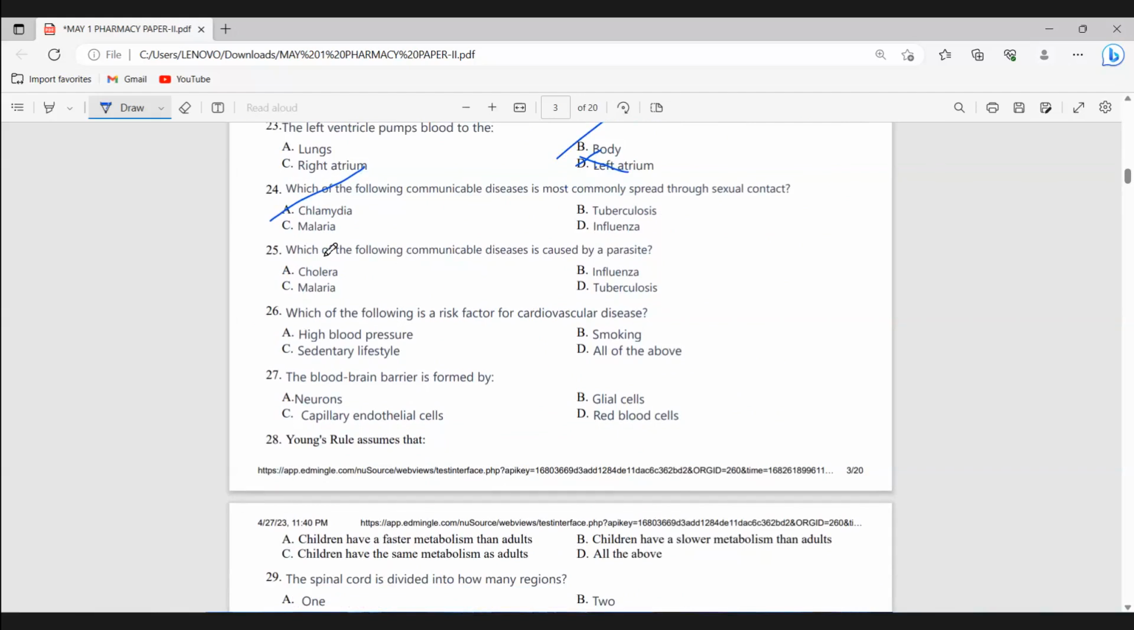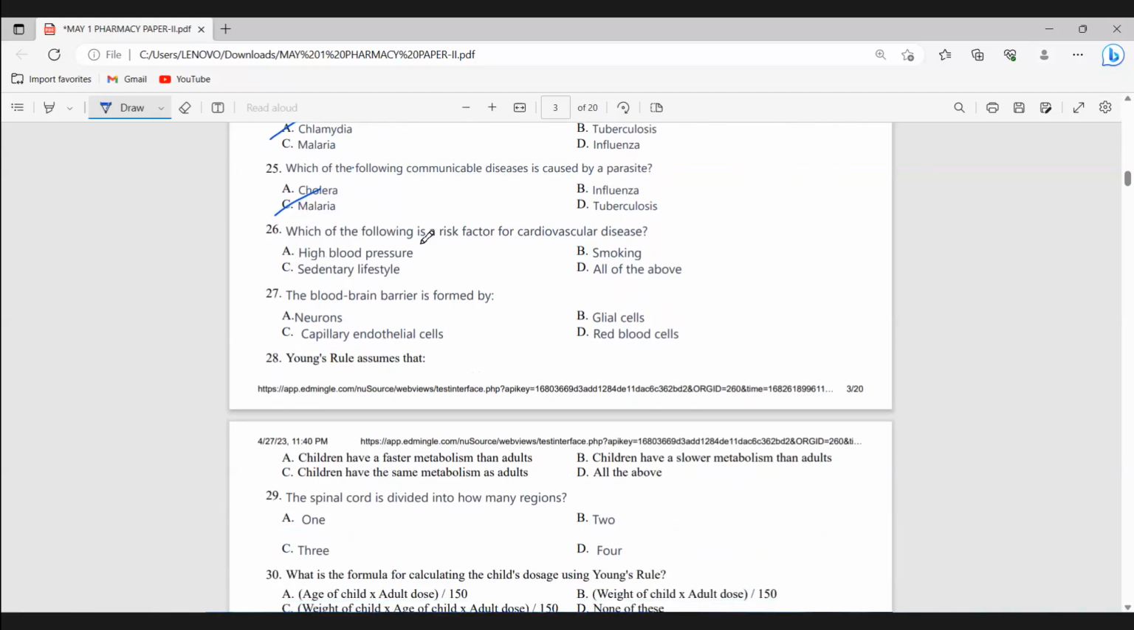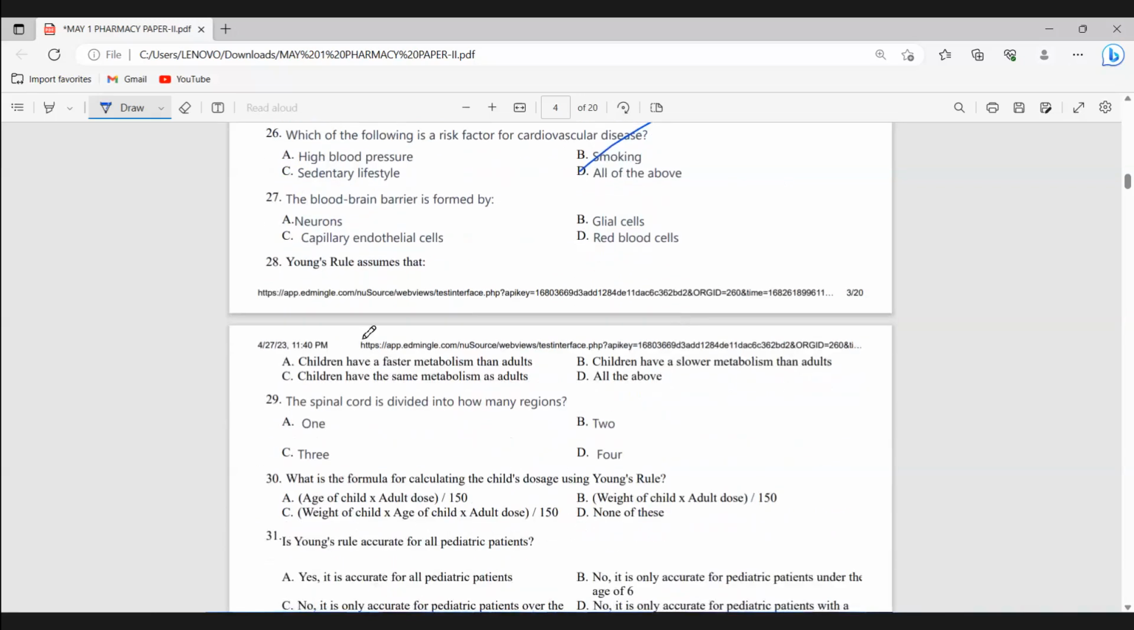25th, which of the following communicable diseases is caused by parasite? Communicable disease caused by parasite is malaria. Then 26, which of the following is a risk factor for cardiovascular disease? Risk factor for cardiovascular disease is all. Then 27, the blood-brain barrier is formed by capillary endothelial cells.